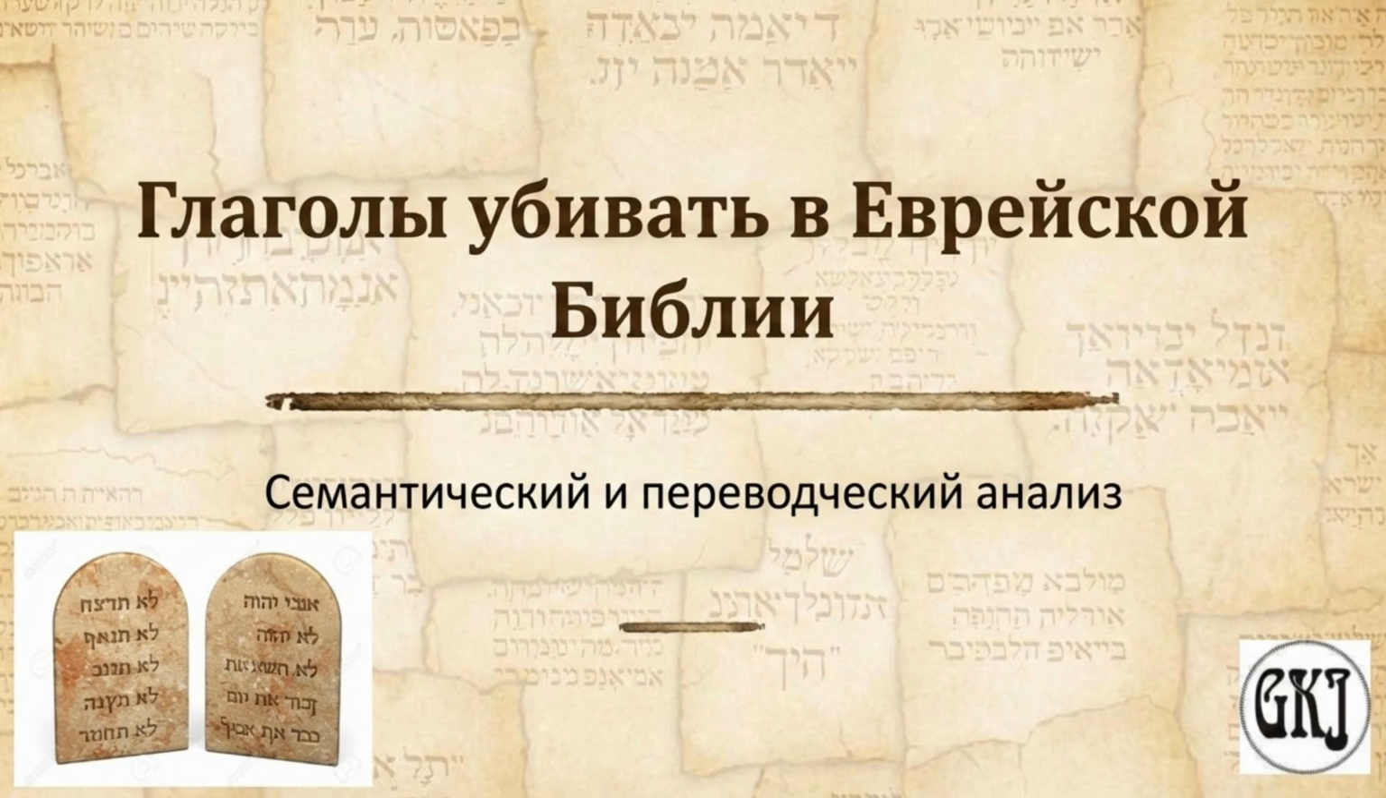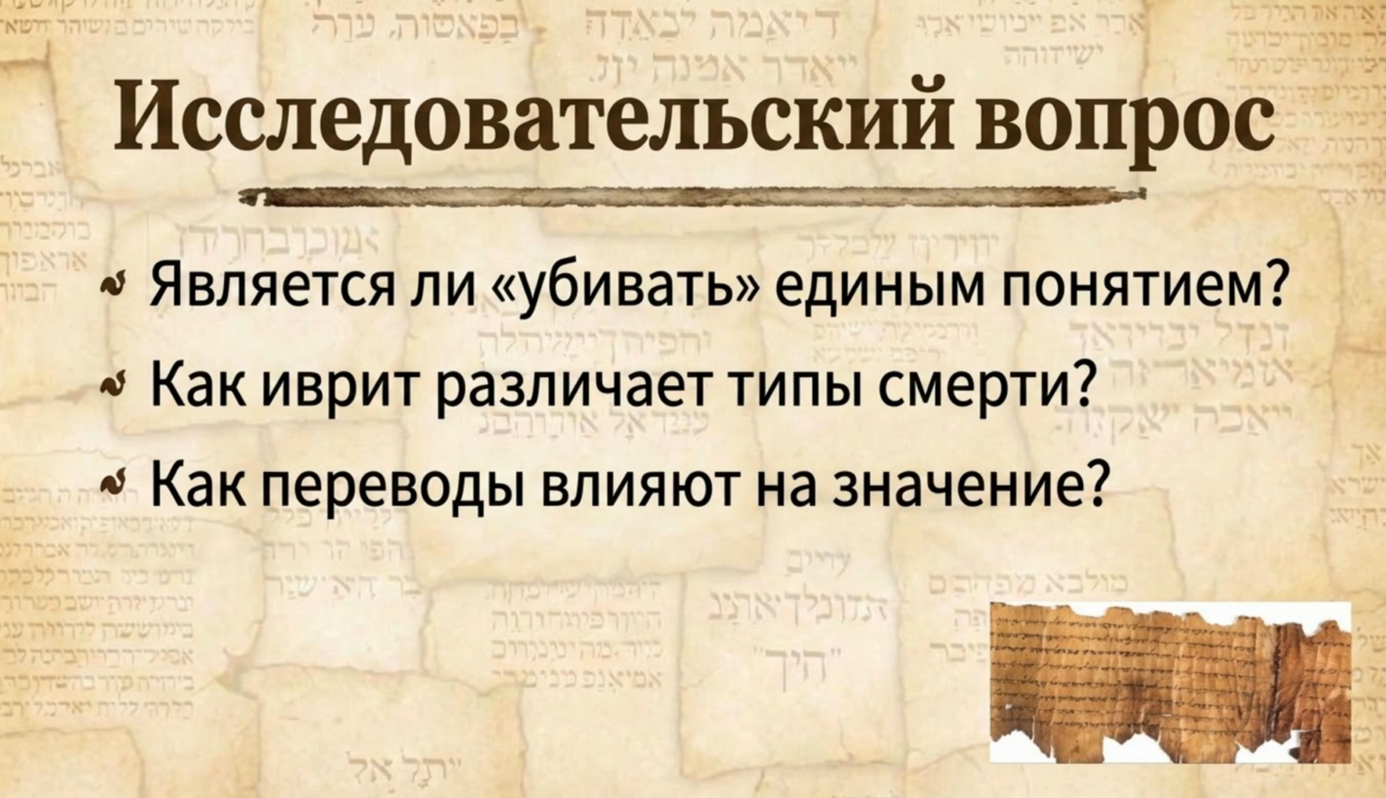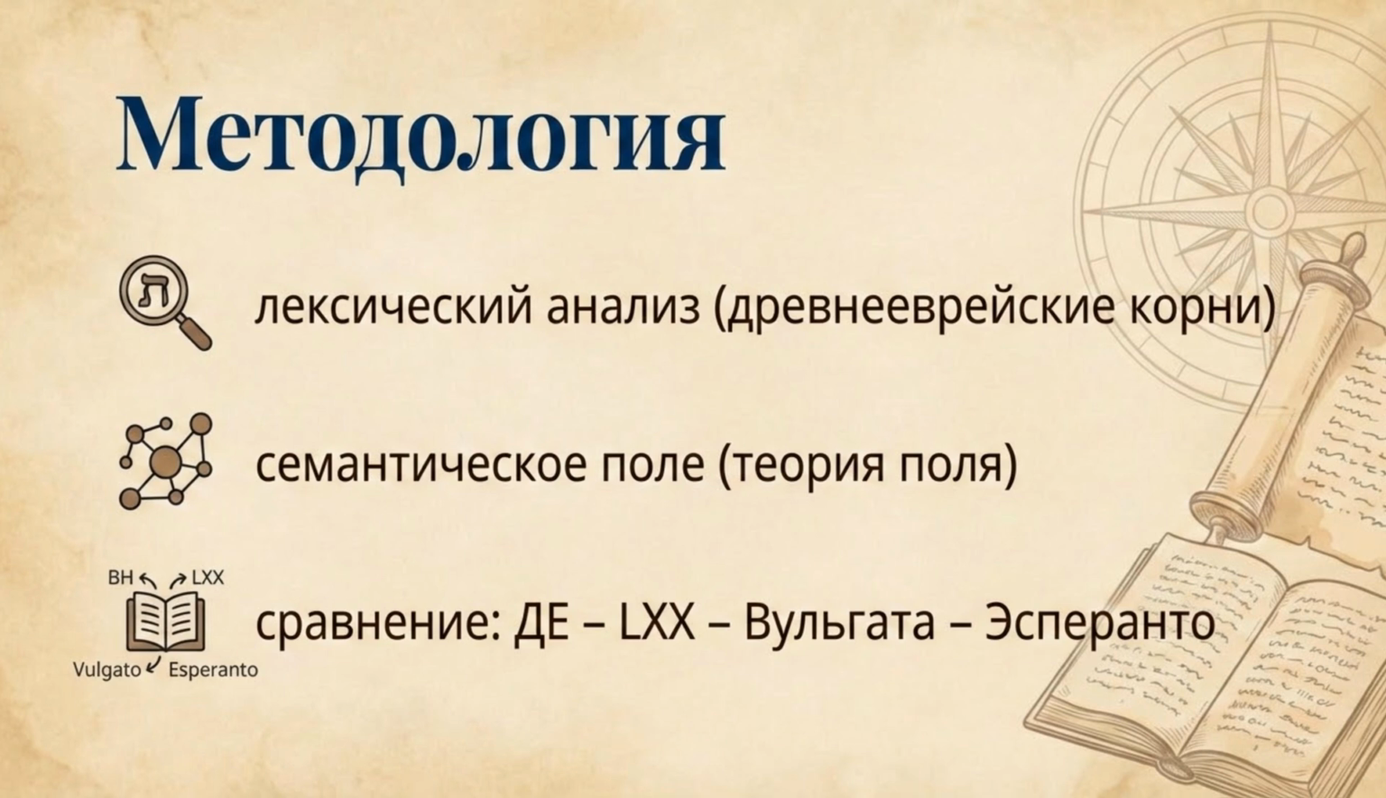Welcome to this video on the verbs of killing in the Hebrew Bible, semantic and translation analysis. Our research question explores whether "to kill" is a single concept, how Hebrew distinguishes types of death, and how different translations impact the meaning. The methodology involves lexical analysis of ancient Hebrew roots, examining the semantic field, and comparing translations from the Masoretic text, LXX, Vulgate, and Esperanto.